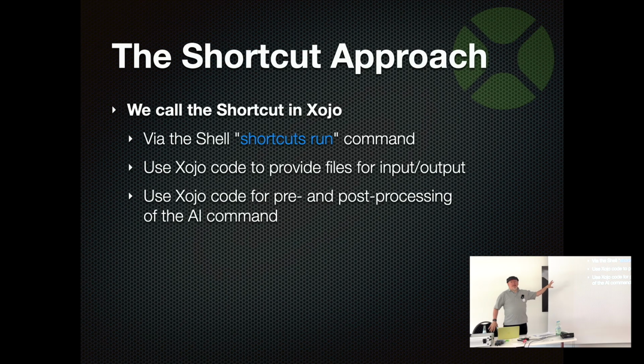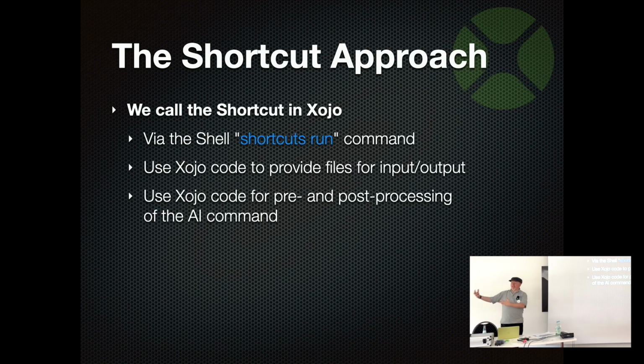One of the advantages I like about doing this: if you've ever done anything with Shortcuts, it's not really a programming language at all. Theoretically, you can have some loops and things like that, but just getting it to add two numbers together is a real pain. It's not very coding-like at all. But when you're embedding this within Xojo and calling it from Xojo, it's really cool because then you can use all of Xojo's coding to do pre and post processing to the AI command.